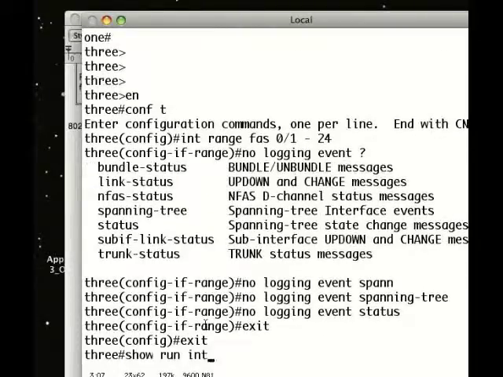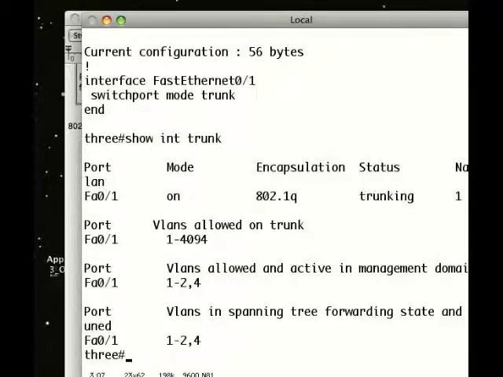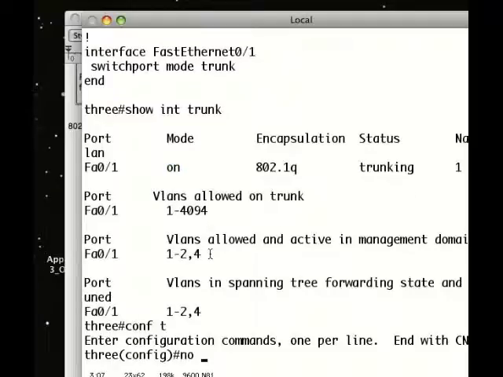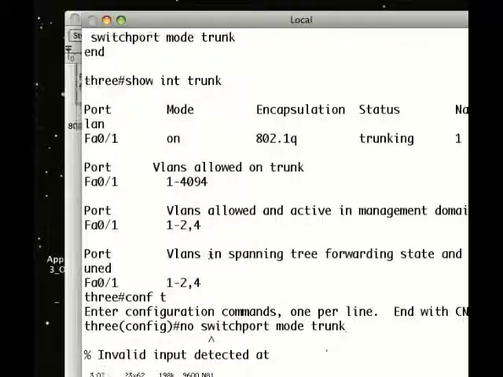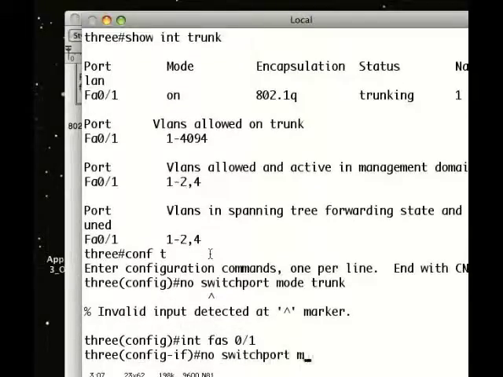Show run int fast 0/1. Switchport mode trunk. Show int trunk. So I'm in mode on, which means I've been trunking, and I've always been trunking, whether the other side wanted it to or not. Conf t, no switchport mode trunk. Int fast 0/1, no switchport mode trunk.